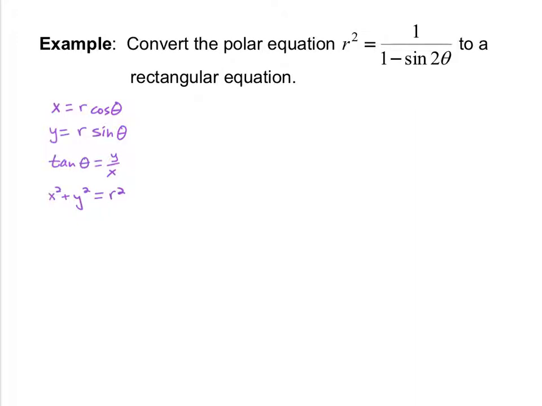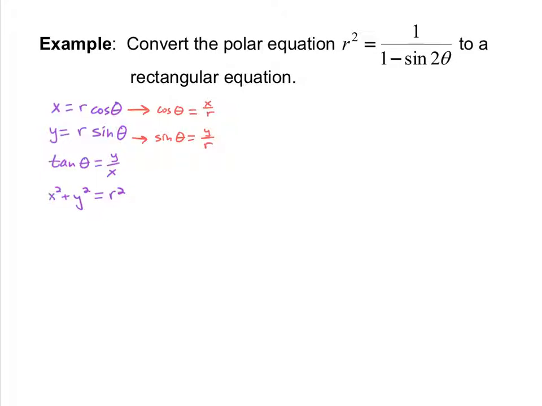Okay, now I'm going to do the same problem with a little bit more direct substitution. Now up here, if I take this equation and solve it for cosine, I'm going to get the cosine of theta equals x over r. And for this one, I get the sine of theta equals y over r.